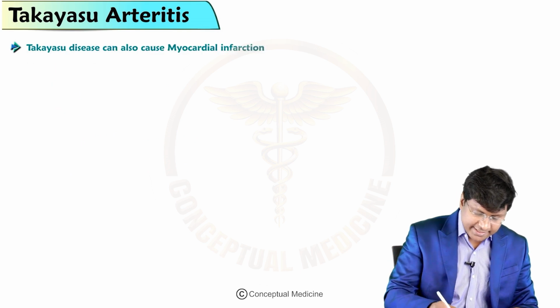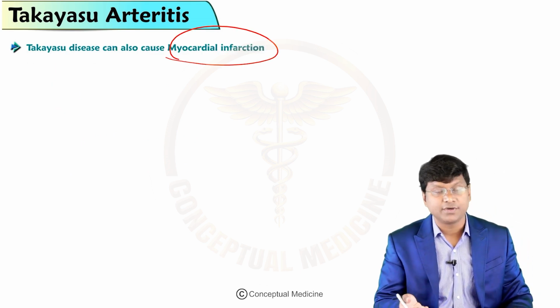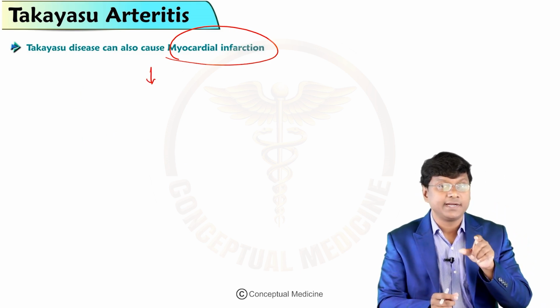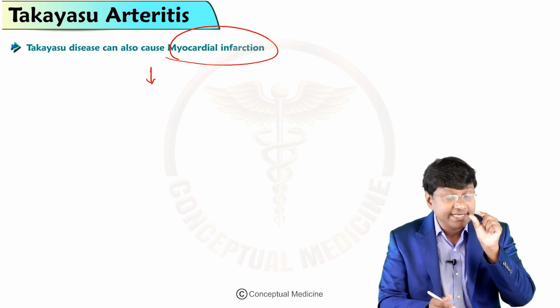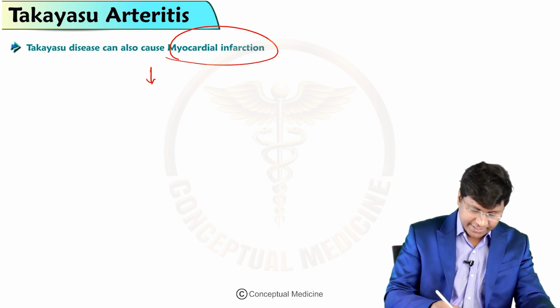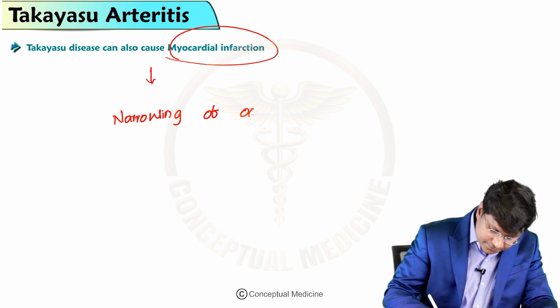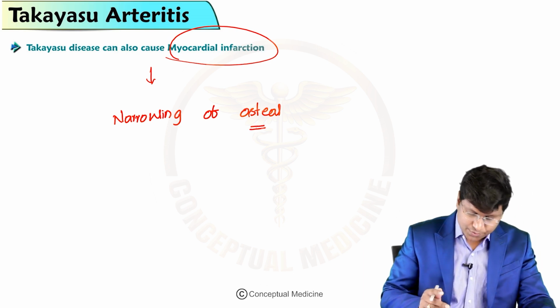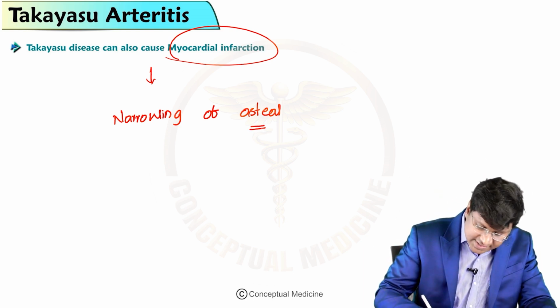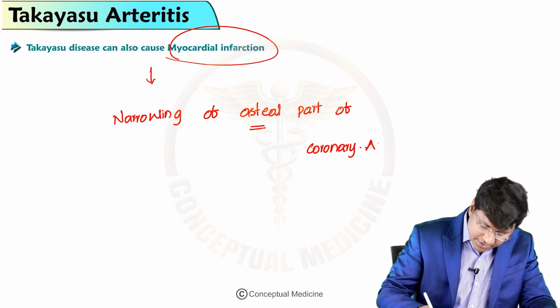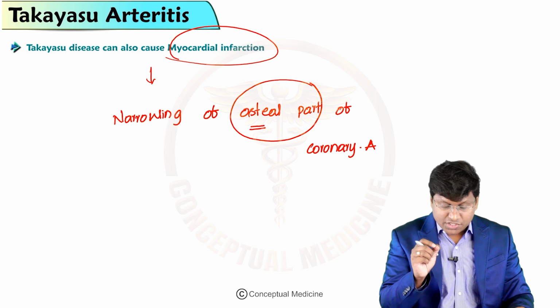Next, just now I was discussing that Takayasu arteritis can also cause myocardial infarction. And why does this myocardial infarction occur? Let me tell you. Which part of the coronary artery gets affected in Takayasu arteritis? It is the ostia of the coronary artery. So it is due to narrowing of the ostial part of the coronary artery.